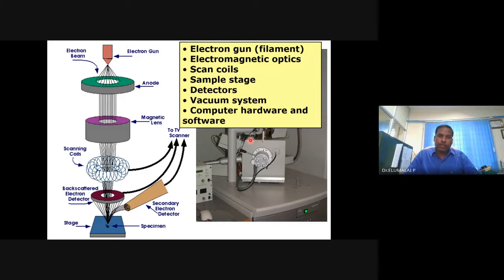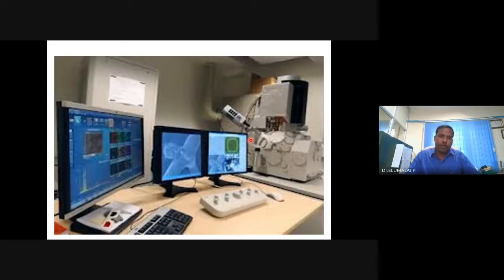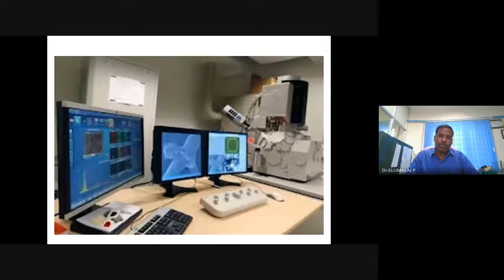Otherwise, if you don't provide a high vacuum, the electron beam will be scattered. It will not interact with the material properly. You will not be able to get the proper information. High vacuum is very, very important. I have extensively used it during my studentship days and also postdoc times. Our lab and many other labs extensively use this microscope.